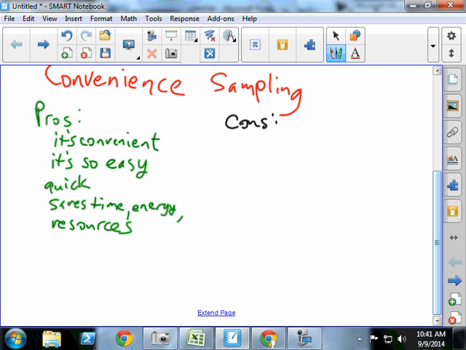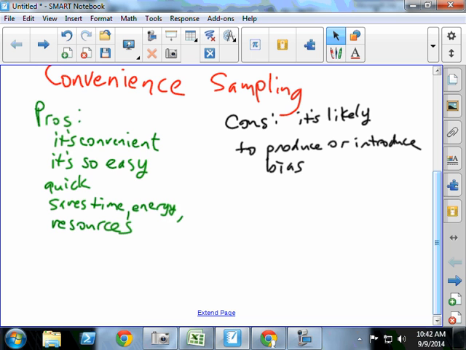So what do we got? There it is. Nice. Something about bias. Simple random sampling is to avoid bias. So the problem with this is it's likely to introduce bias. Okay? You might say, well, how is that going to happen, Mr. Minnick? I don't get it.